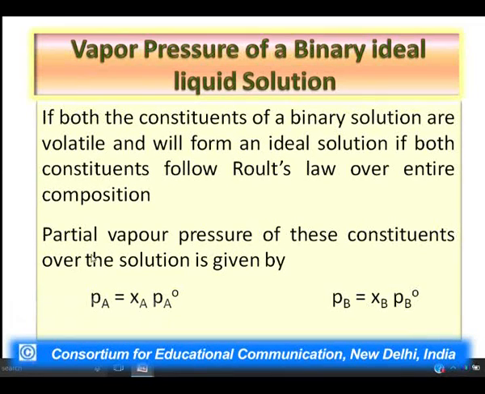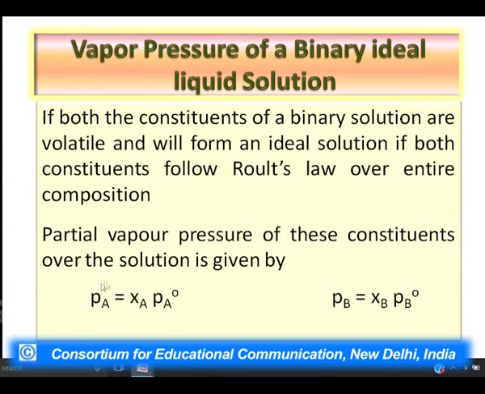So, therefore, the total vapor pressure in that situation would be the sum of the partial vapor pressures of both the liquids. Now, having said this, according to Raoult's law, the partial vapor pressure of each constituent over the solution can be obtained by the relation, that is the product of the amount fraction of that particular component times the vapor pressure of that pure component.